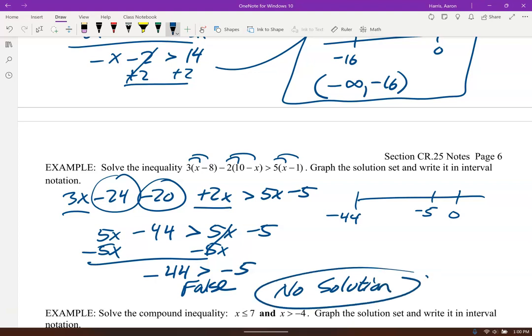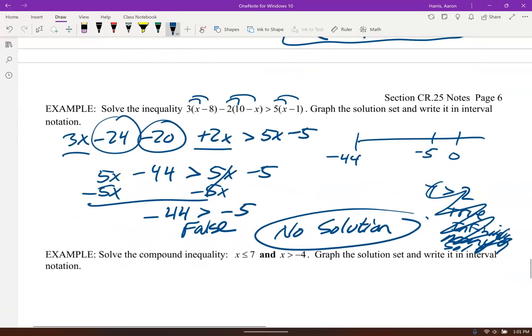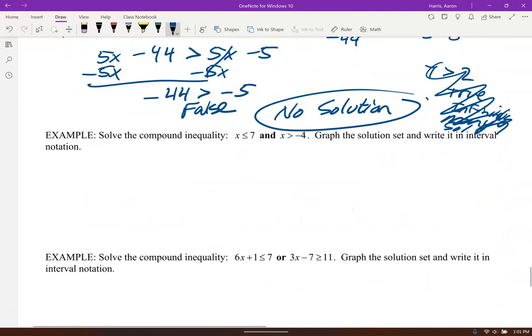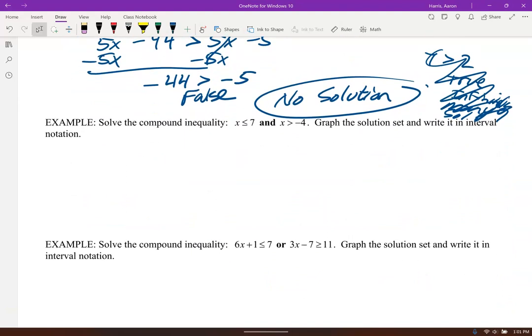If it would have been something true, like let's say we get to the end and it had 7 is greater than 2, that's true. That means anything. That would have been infinitely many solutions. That means any x value will make it true, right? But that's not the case with this one. So variables cancel. Determine if it's true or false. If it's true, it's infinitely many solutions. If it's false, there's no solution.